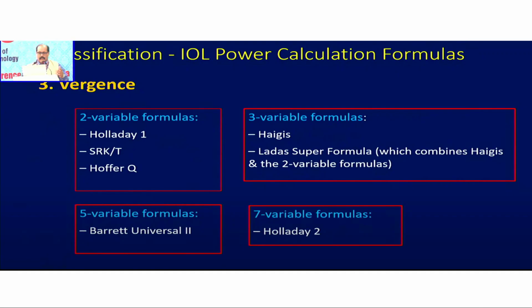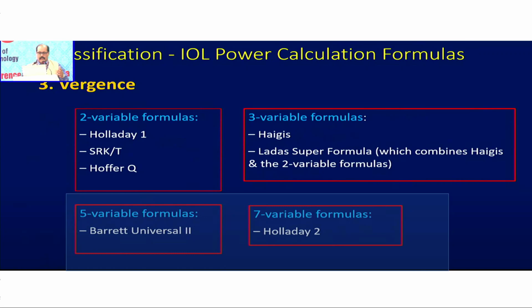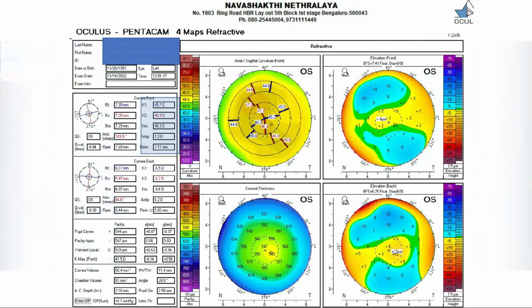Use multiple formulas. Deliberately, I use the slide of the KSOS president. If given a choice, which formula to use, the higher the variables the formula uses, the better the formula is. So obviously you will know that the 5 variable and the 7 variable formulas are better. The 7 variable Holladay 2 is not freely available online. It's available only to IOL Master users, but Barrett 5 variable is available.